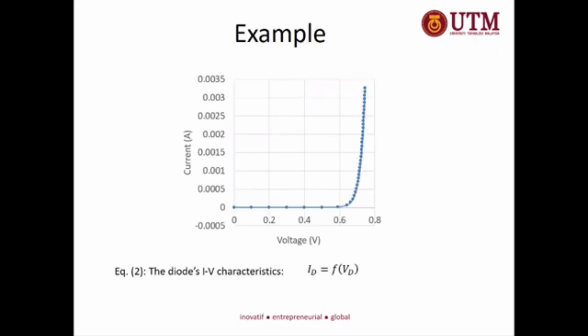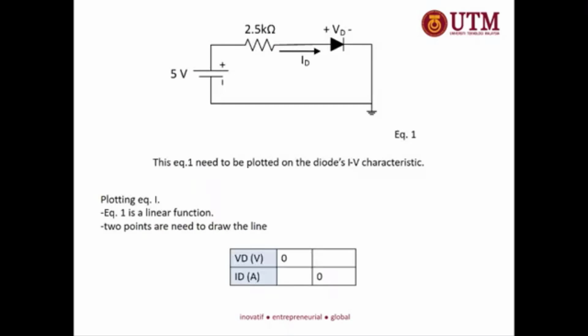For example, we already know the IV characteristic of the diode is given, something like this. So the IV characteristic of the diode is given as ID. Equation number 2 needs no drawing because it's already provided. But next, you need to draw the first equation.